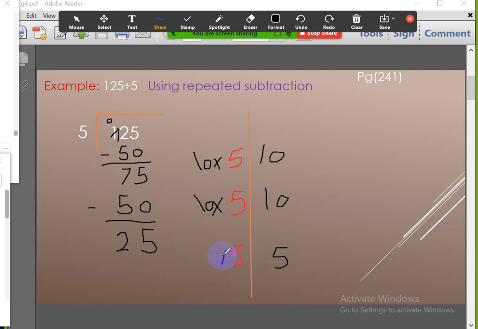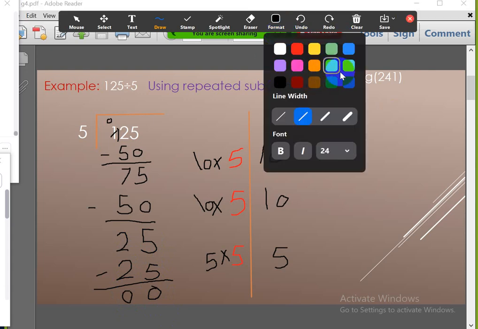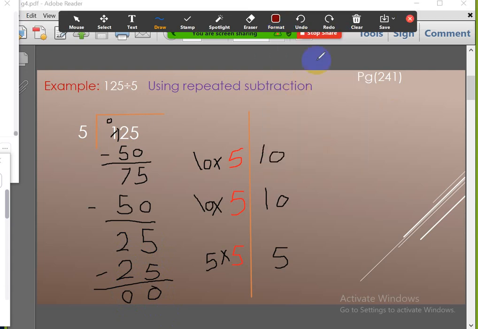So, now I will multiply this 5 with the divisor. The answer will be what? 25. Now I will subtract. 5 minus 5 equals 0. 2 minus 2 equals 0. Where's the quotient, girls? The quotient will be what? The quotient will be the addition of those numbers. I have to add all those numbers, which are 10 and 10 and 5. So I have to add those numbers to find the quotient.